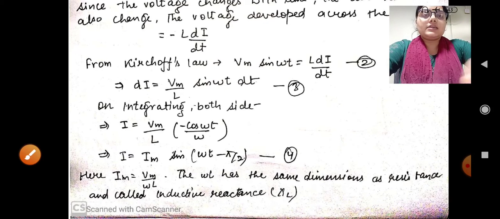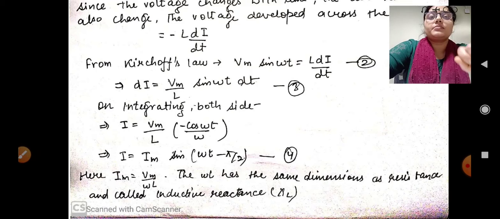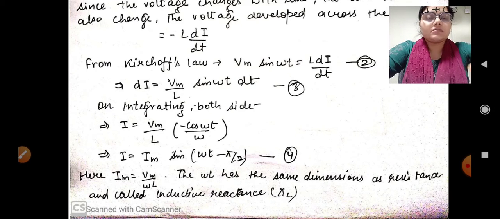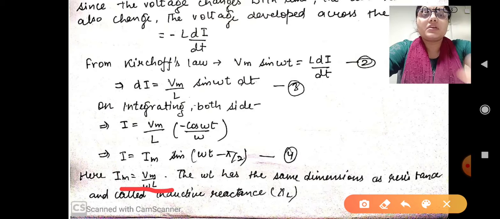Now, in this, for the inductor, we have calculated that I is equal to Im sin(omega t minus pi by 2). This is the value which we get through the circuit in which the inductor has been connected. Now here Im is equal to Vm upon omega L.